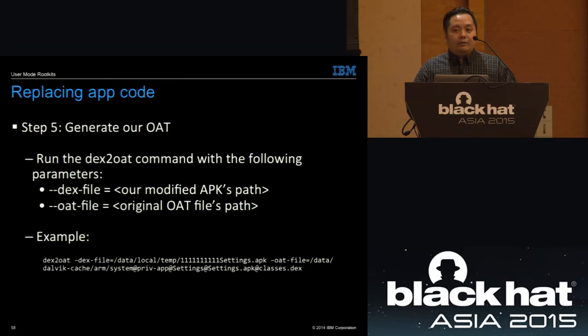You can also parse the original auth file and parse its key store value field to get the command line used to generate it. But you can also do a simpler way here, which is you assign our modified APK's path into the --dex file parameter, and then put the original auth file's path, which is in the Dalvik cache folder, into the auth file parameter. So here's an example of that dex2auth command.